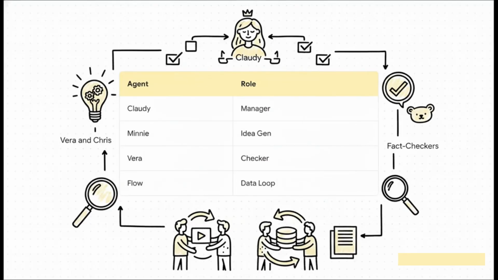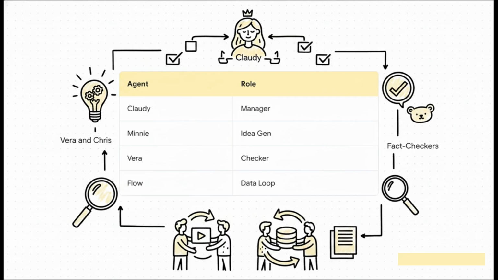Check this out. The creator actually built a digital team of over 10 of these subagents, and they all have their own unique personas and job descriptions. You've got Claudie, the manager. She doesn't really do the grunt work. She's calm, analytical, and simply routes incoming tasks to the right department. Then there's Minnie, the idea generator. She takes a tiny, raw thought and blows it up into a massive, detailed idea card.